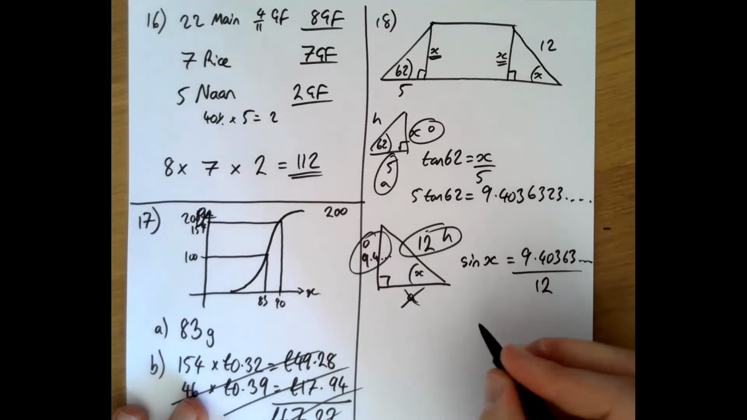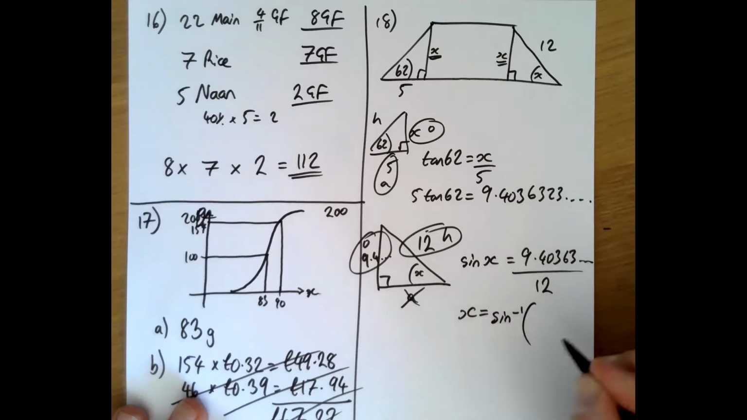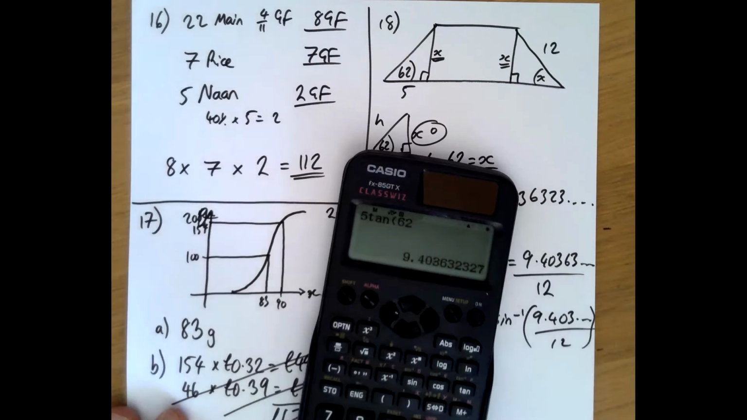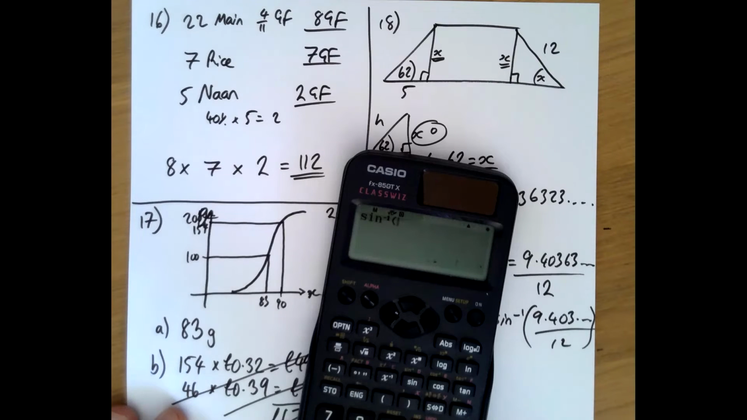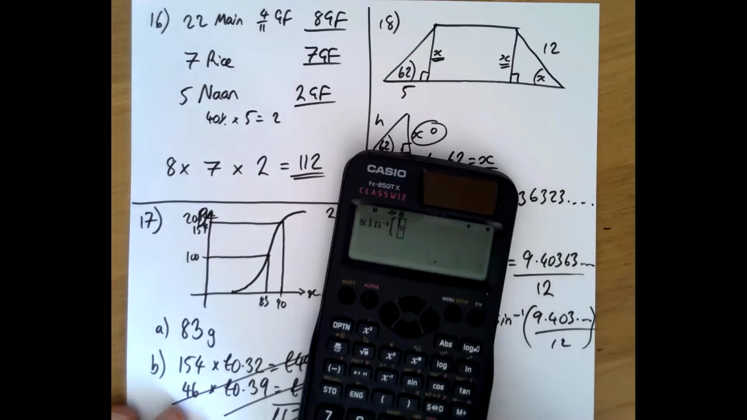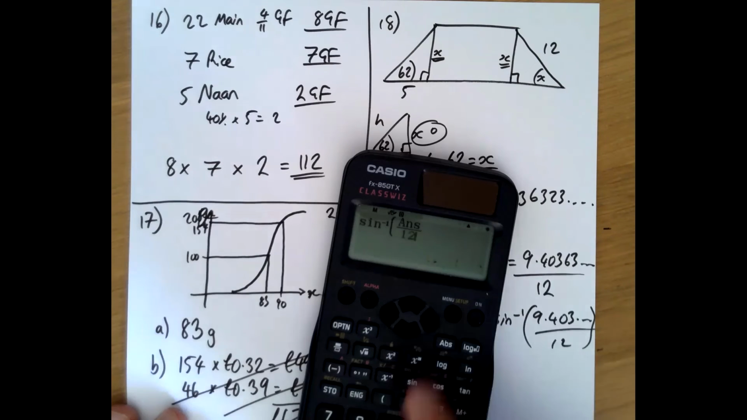To work out an angle, you need to do sine to the -1. Type that into your calculator. How do you get sine to the -1? I do shift sine, so you can see that I've got sine to the -1. I'm then going to have my fraction. I've got that previous answer saved in my calculator, so I don't need to type out all of the digits. I'm dividing it by 12. I need to make sure I close the brackets, and then I've got my answer.